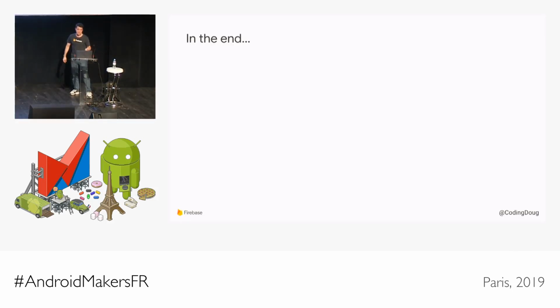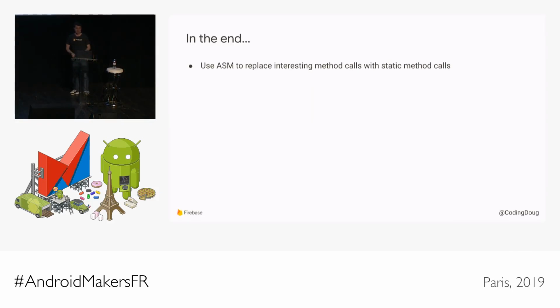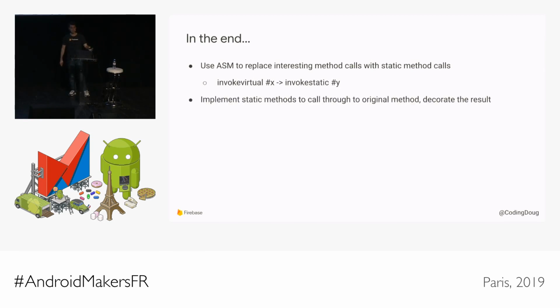To wrap all this up, basically, we're using ASM to replace interesting virtual method calls with static method calls. So all we're doing is changing an invokevirtual to an invokestatic. That's all the bytecode manipulation does. The static method itself, though, is going to call through to the original method and decorate the result. And the decorator then can listen in on how it's being used. This runtime support is provided by a library, so it's just another compile dependency that the developer has to add into their app. Of course, if they don't add this, the app will break because it's going to redirect to a static method that's not there.